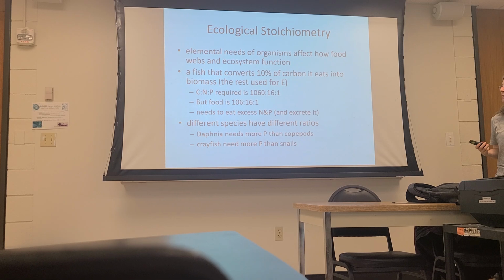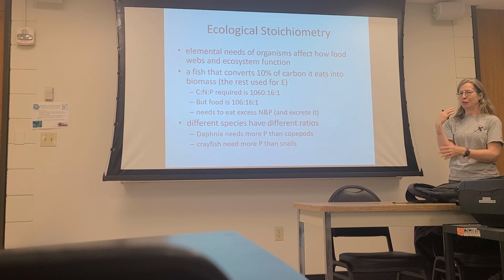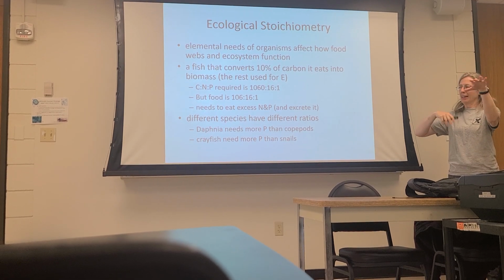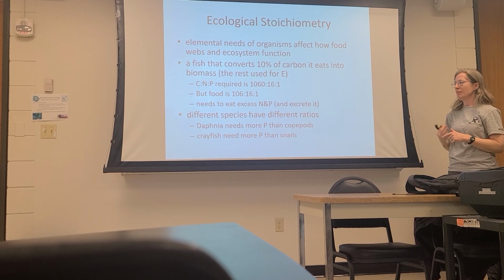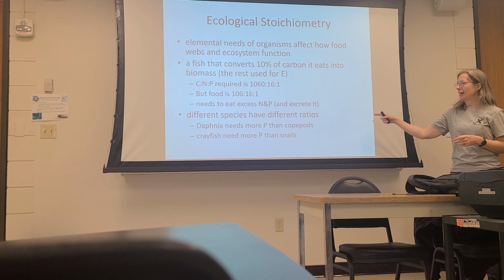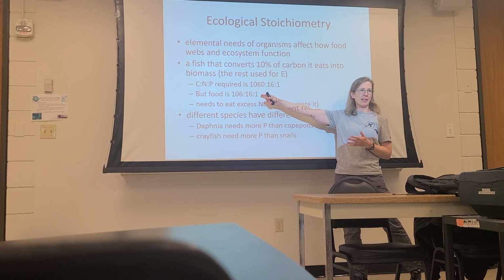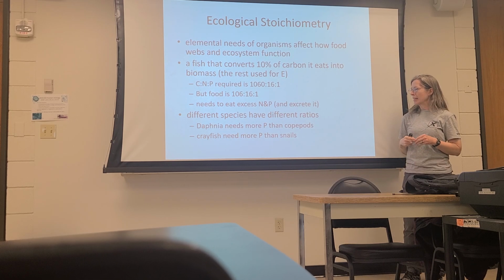And so some people get really into stoichiometry and looking at the ratios of elements in food resources, and what it looks like in the consumers, up through the food web, and trying to figure out what elements are going to be limiting. Different species have different ratios. That 106 to 16 to 1 is an average. The Redfield ratio is an average across a bunch of organisms.